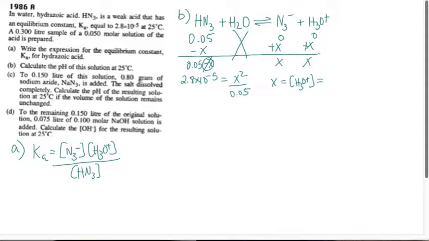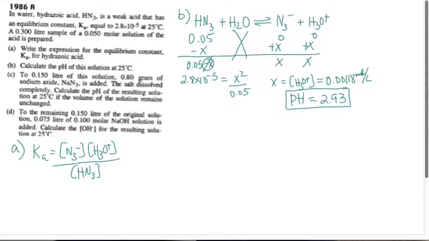Anybody? 0.00118 moles per liter. So then my pH, let's see, we have 2 sig figs in the concentration and 2 sig figs in the K, so give me 2 decimal places. 2.93. Okay, so that's part B.